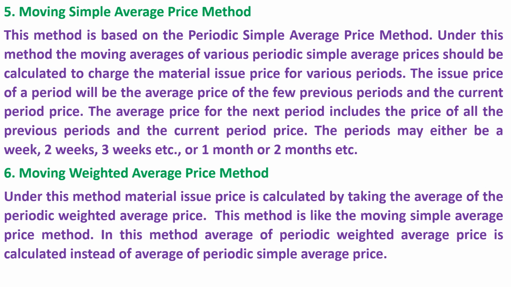6. Moving weighted average price method. Under this method, material issue price is calculated by taking the average of the periodic weighted average price. This method is like the moving simple average price method. In this method, average of periodic weighted average price is calculated, instead of average of periodic simple average price.